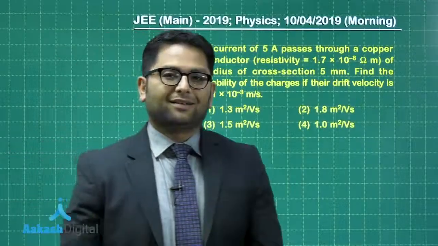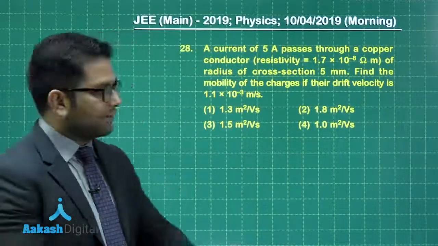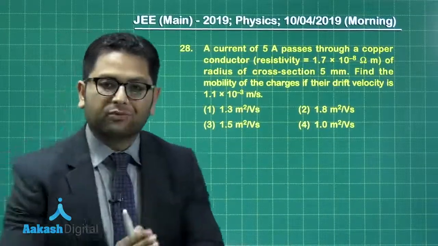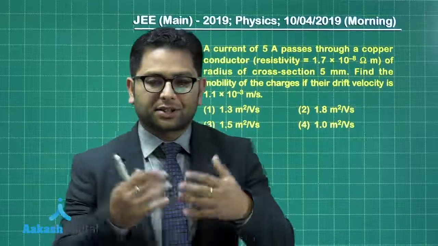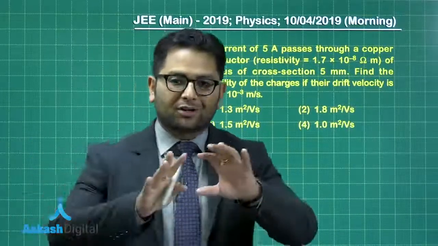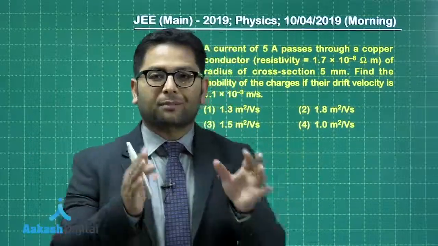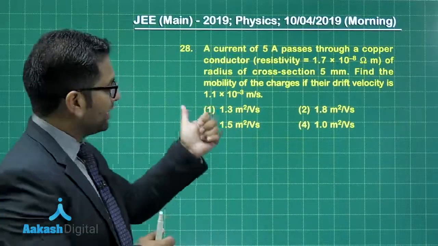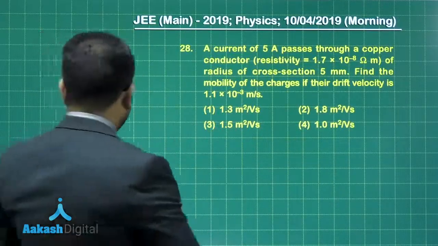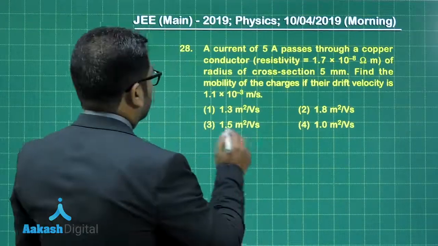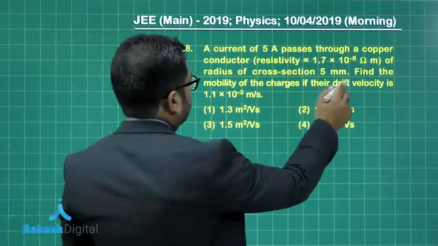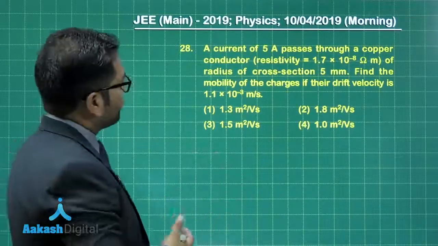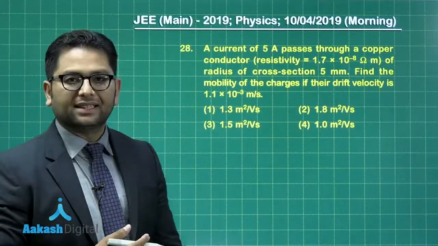Question number 28, current electricity, the microscopic property associated with that. Normally when we talk about current electricity, students tend to focus only on the circuitry part and they do not pay attention to the microscopic one. Now here it goes. A current of 5 ampere has been given passing through a copper conductor, resistivity is given, cross-sectional radius has been given. Okay, you need to calculate the mobility.